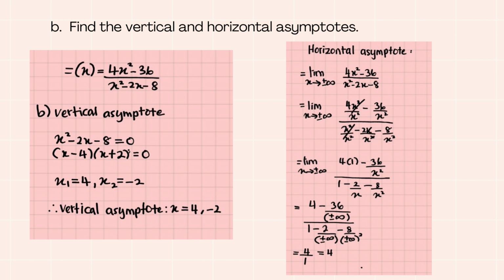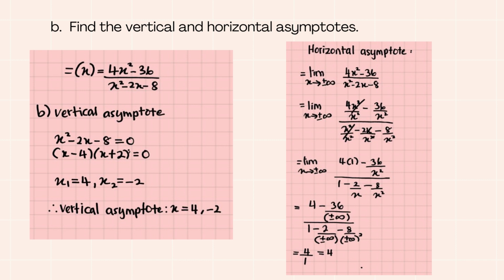Therefore, when we set the denominator equal to 0, we get that our first x will be 4 and our second x will be negative 2. Therefore, our vertical asymptote has two places, which are x equals 4 and x equals negative 2.